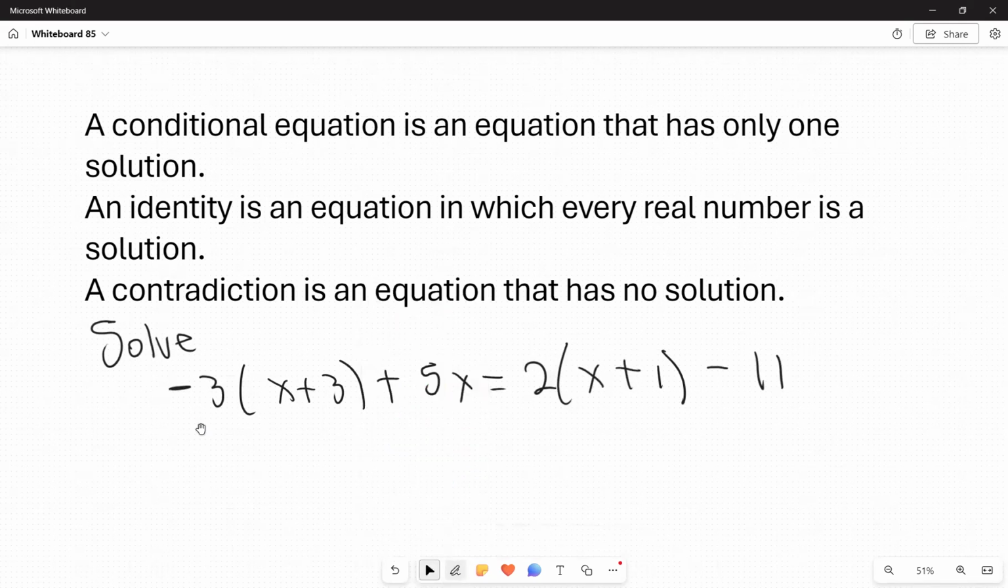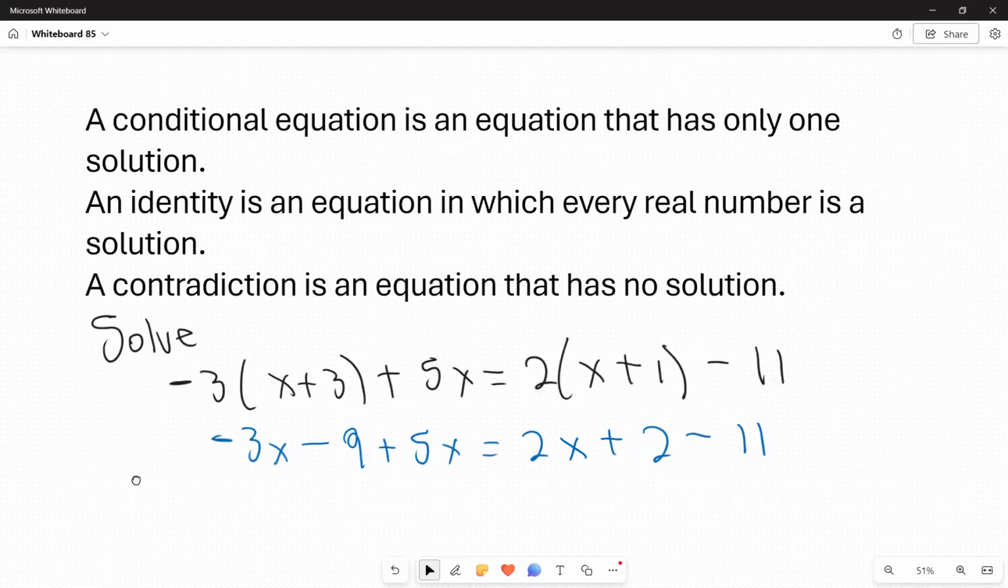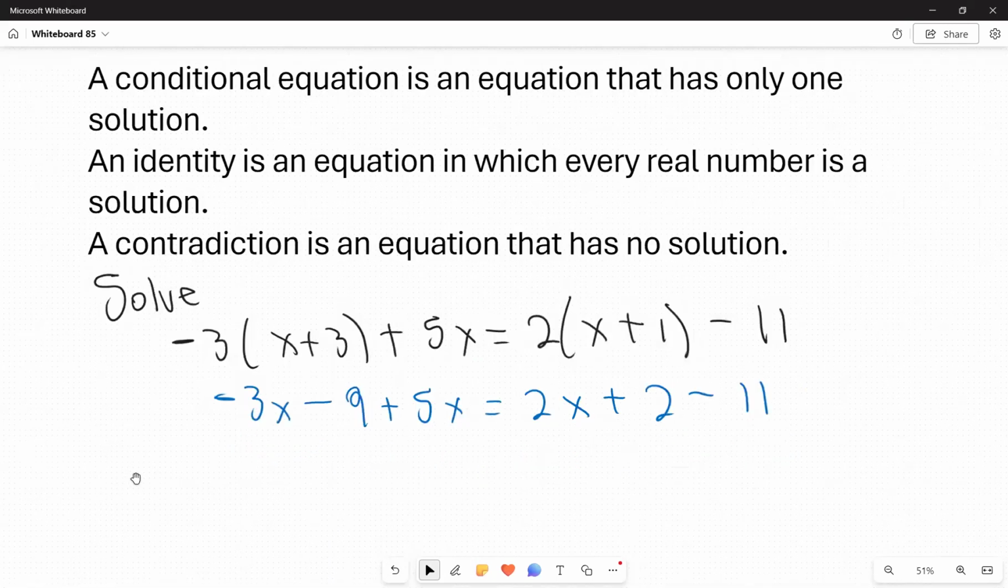We're going to start by distributing the -3 and the 2. So -3 times 3 is -9. And then we have 2x and 2 times 1. Next, we're going to combine like terms. At the end, the purpose is to isolate x on one side and the constant on the other side. So combine like terms. -3x plus 5x is 2x. And then 2 minus 11 is -9.